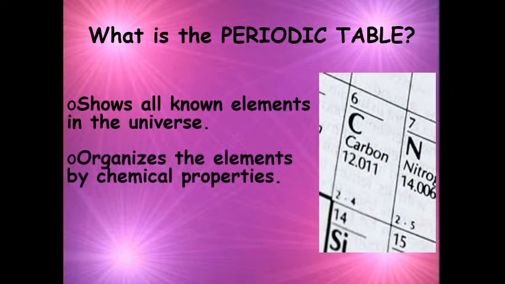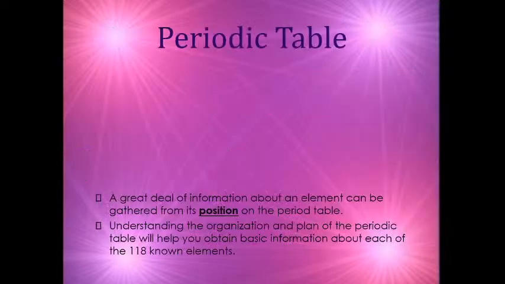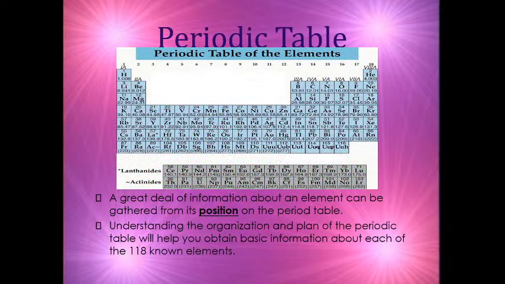We know the periodic table shows all the known elements in the universe, and organizes the elements by their chemical properties based on their valence electrons and their chemical formulas, right? So from the periodic table you get enough information about the element, because we can take a lot of information from it. From the periodic table we can gather a lot of information regarding its chemical property, valency, right, valence electron. A great deal of information about an element can be gathered from its position in the periodic table. Understanding the organization and plan of the periodic table will help you obtain the basic information about the 118 elements which are present in the modern periodic table.